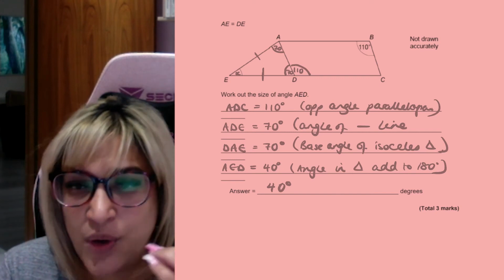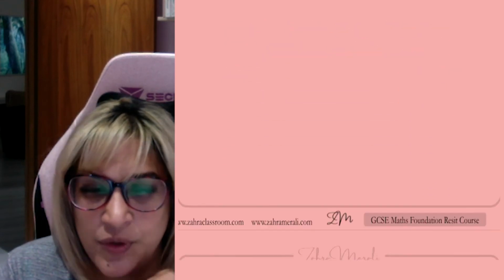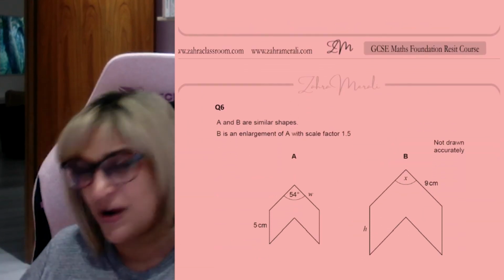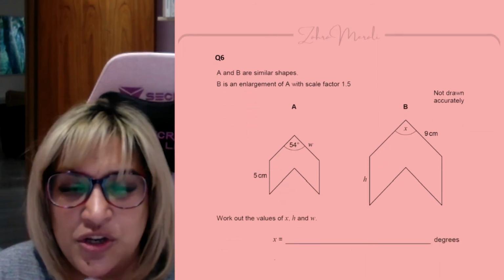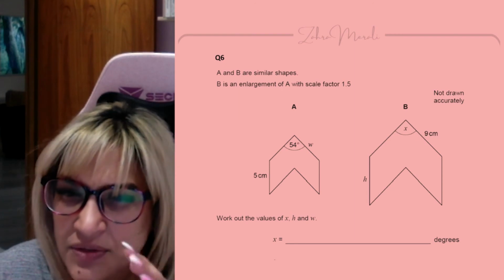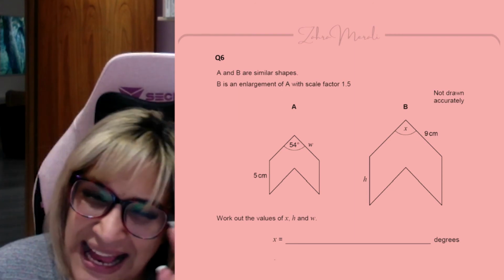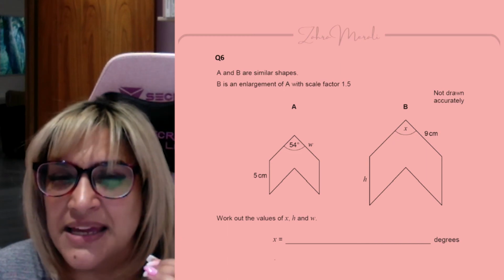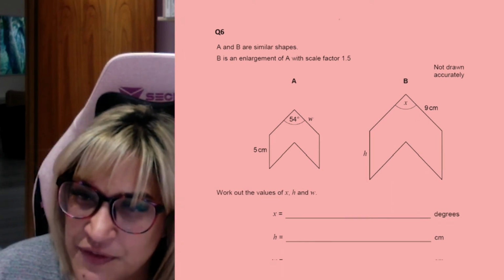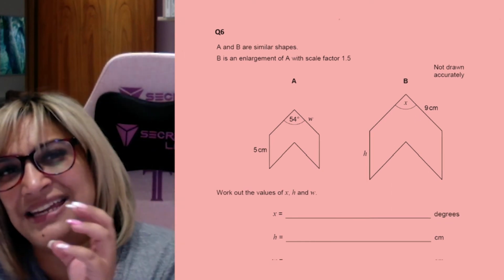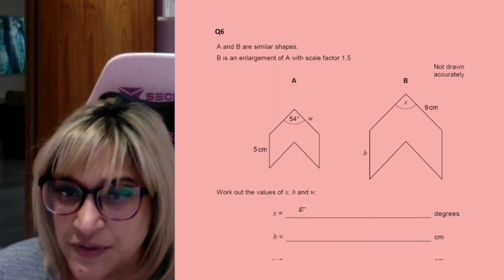Okay, so hopefully that's been useful. We've got a question here, which we've already done in a previous video, when we looked at similar triangles. Just because it's got the angles there, it's worth noting. So when you've got similar shapes, the angle at the top is always the same. So with similar shapes, the angles don't change. So if one's 54 degrees, the angle, even though it's an enlargement in B, will also be 54 degrees.